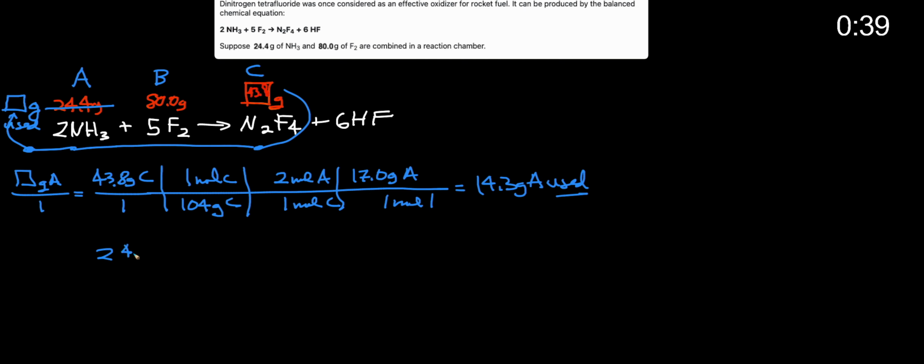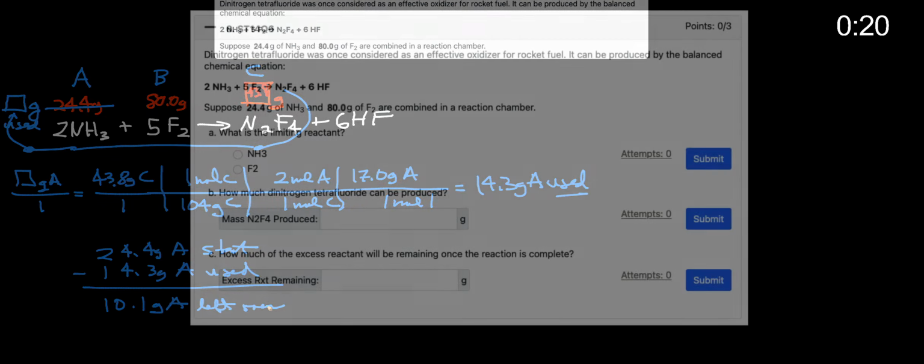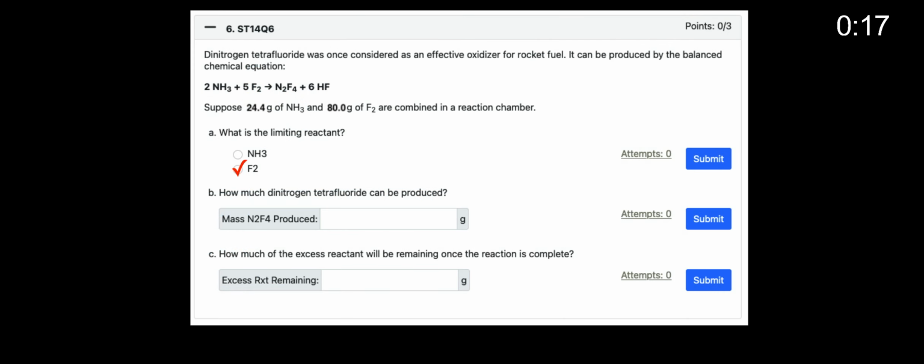It's a simple matter to finish up. We started with 24.4 grams of A. We only used 14.3 to make our product, and so we have 10.1 grams of A left over. And with that, we've completed all of our calculations. We have determined the limiting reactant by determining which reagent produced the least amount of product. And from that, we learned that the max amount of product that can be formed is 43.8 grams, and our excess reagent is going to have 10.1 grams left over.